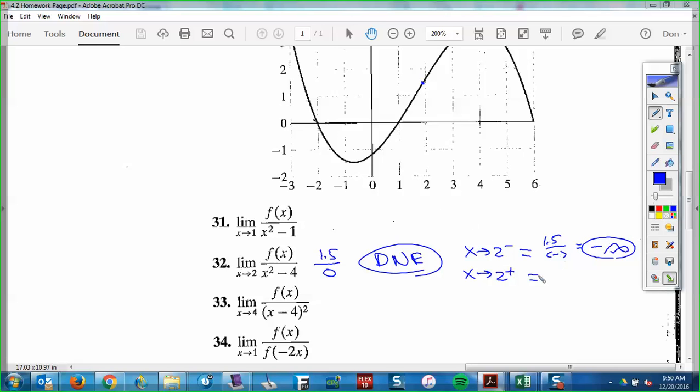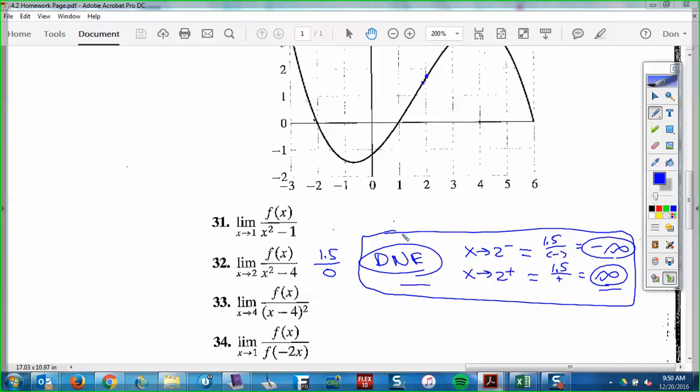And then 2 from the right. Again, the top is about 1.5. And then a little bigger than 2 squared is a little bigger than 4, minus 4. So that's a real small positive. So that would be positive infinity. So there you go, you need to have those. That would be the answer I want to see right there. Okay? So yeah, that's a good question.